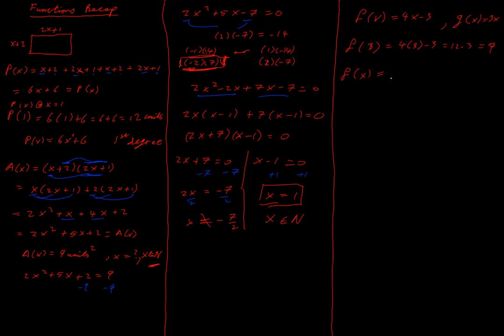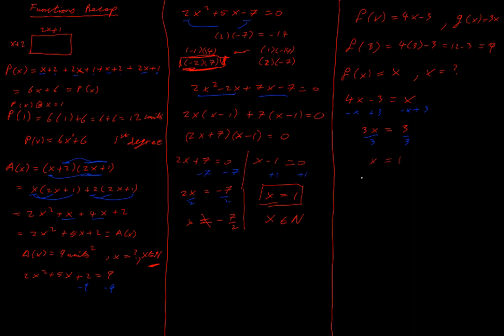Or I could be asked something like f of x is equal to x. What's the value of x that makes that true? So I'd write down 4x minus 3 is equal to x and rearrange to get x by itself. So plus 3 and minus x. So I'd end up with 3x is equal to 3. Divide both sides by 3. And x would be equal to 1.